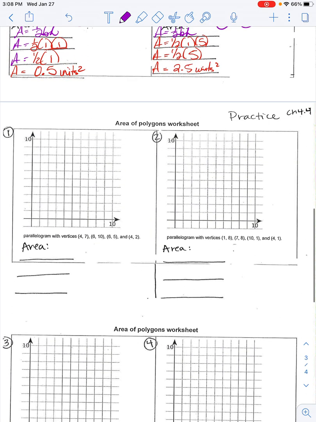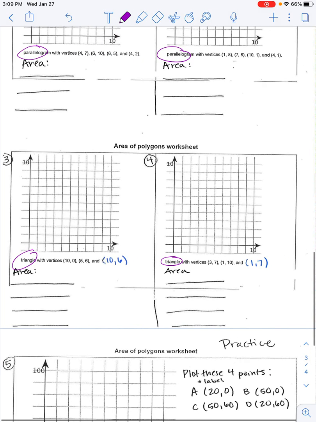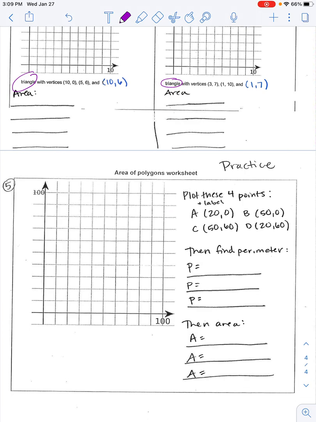And you've got a few more practice problems. Okay, I'm going to let you practice 1 and 2. Those are both parallelograms on your own. Scooch down. 3 and 4, those are triangles. You're gonna do those today, not virtual, not tomorrow, today for practice. Go ahead and scooch down to number 5 and let me get you started on this one. You've got one just like this on your chapter 4 test.